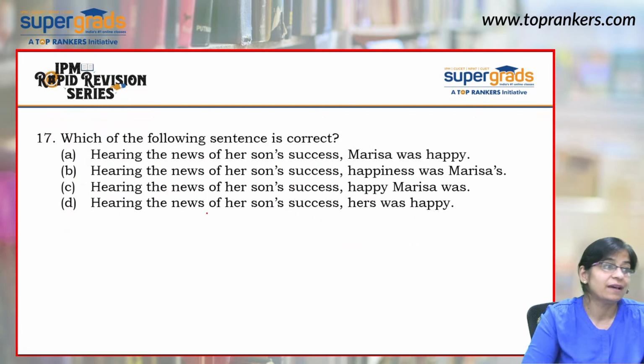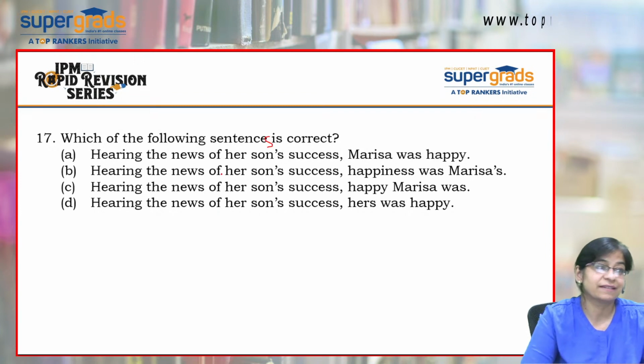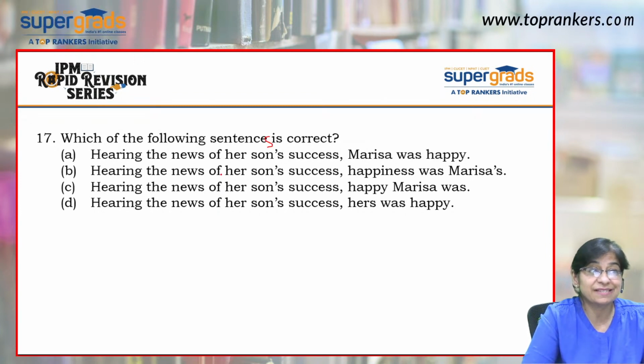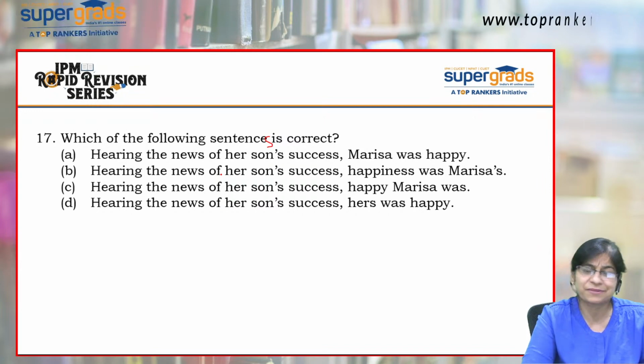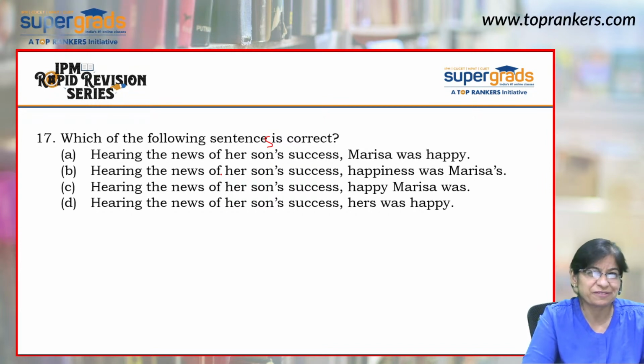Now let's see. There's another one. Which of the following sentences is correct? Hearing the news of her son's success, Marissa was happy. Hearing the news of her son's success, happiness was Marissa's. Hearing the news of her son's success, happy Marissa was. Hearing the news of her son's success, hers was happy. Tough choice, right?